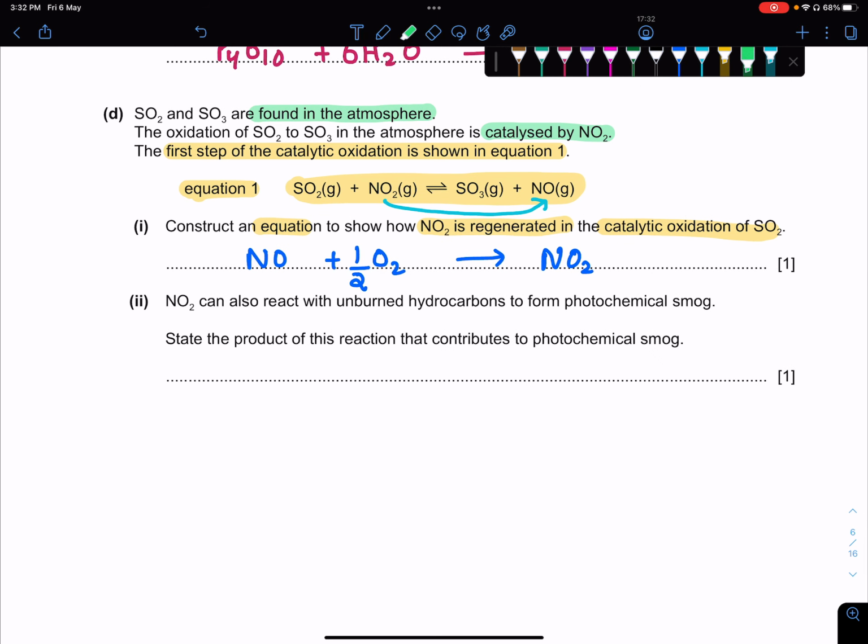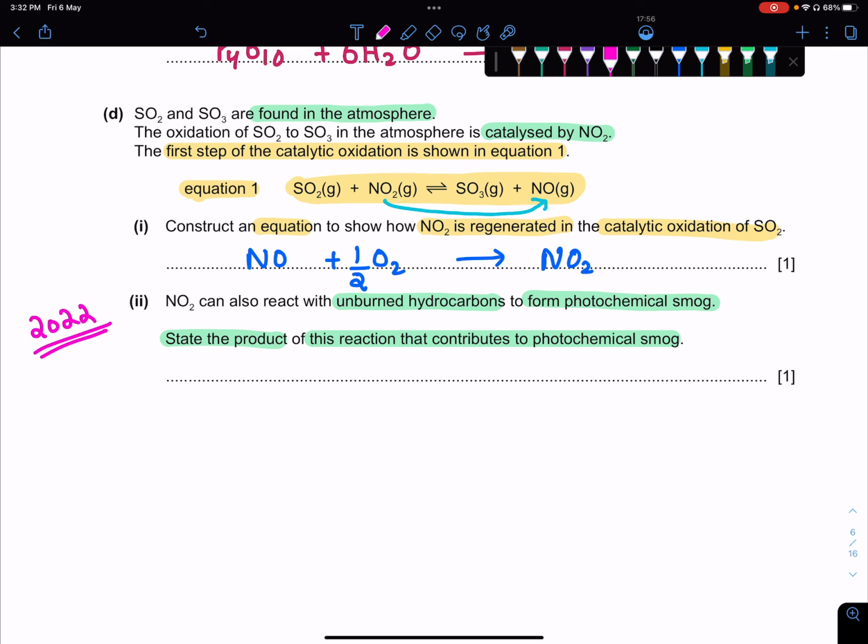Next part. NO2 also reacts with unburned hydrocarbon to form photochemical smoke. State the product of this reaction that contributes to the photochemical smoke. Now, this is for the new syllabus, the 2022 syllabus. It is in the nitrogen and sulfur chapter. They added this. We should only know the name of the compound. That's it.